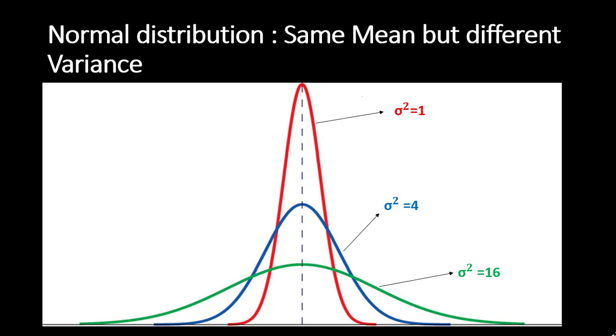So as we increase the variance of the normal distribution, the spread of the curve would increase. And in order to maintain the same area, that is area is 1, the peak must reduce. So remember, as we increase the variance of the curve, its peak gets reduced and the spread of the curve gets increased.